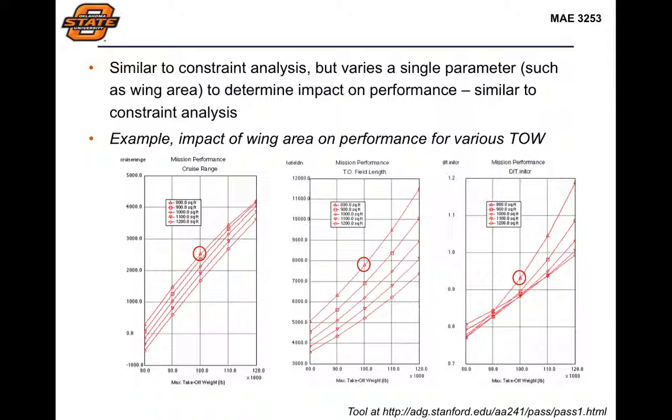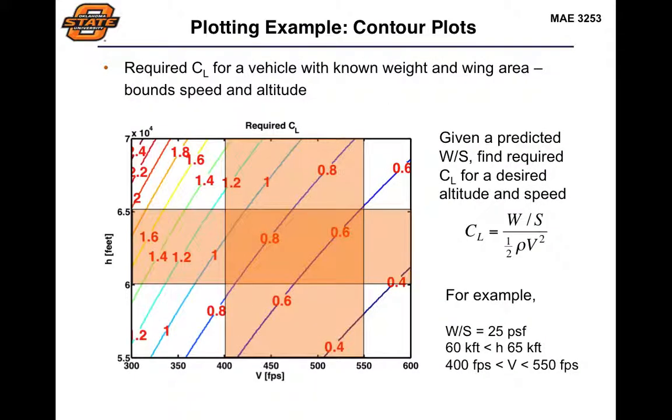This is an impact of wing area on performance for various takeoff weights. So as we're looking at takeoff weights on the x-axis here, we're looking at our various performance parameters over here on the y-axis, and then varying, in this case, wing area. So how does varying wing area change the value or shape of these curves as you go through this particular design process? So it gives you a good feel for looking at the impact, sensitivity, determining whether your relationships are going to be linear or nonlinear between these different performance parameters.